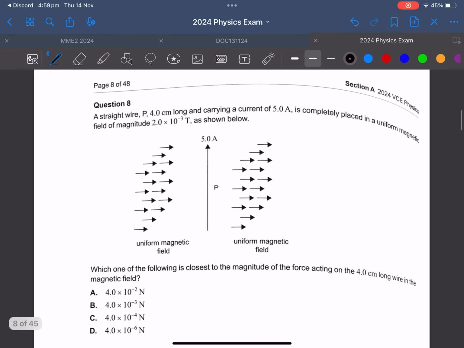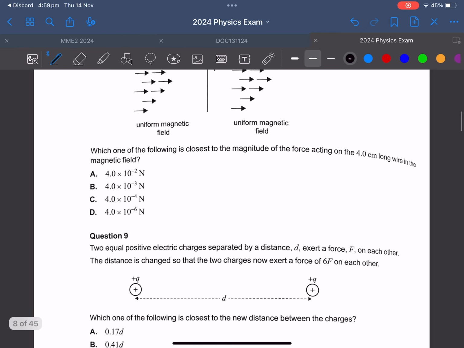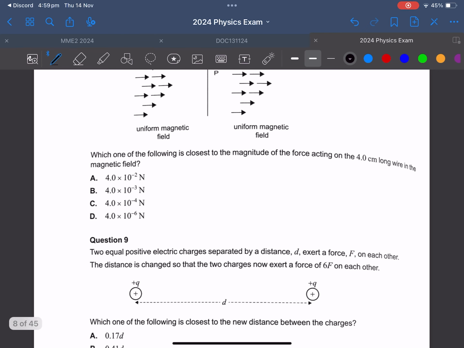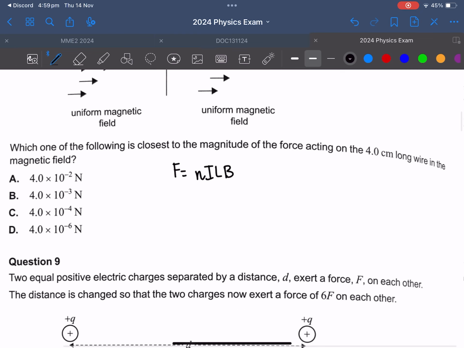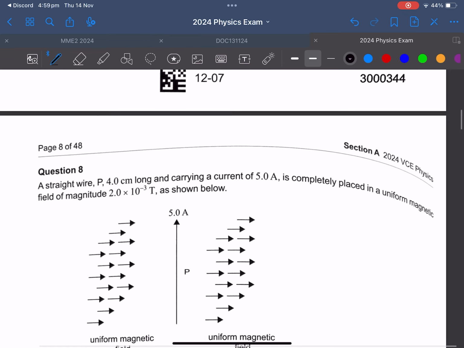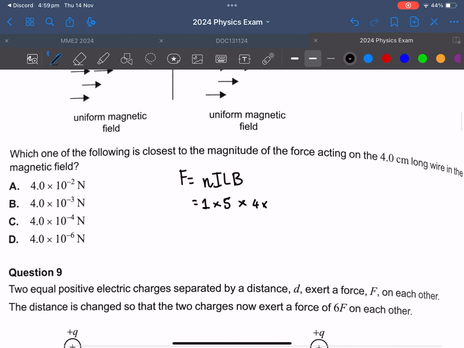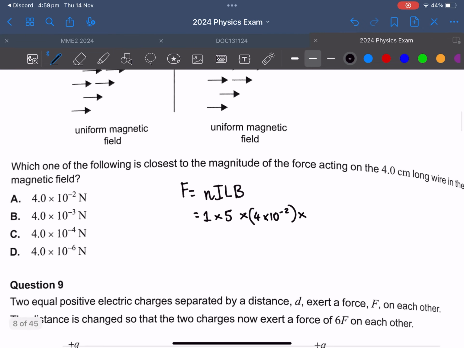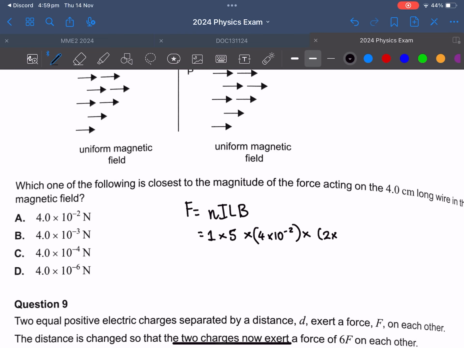Okay, a straight wire P, 4 centimeters long and carrying a current of this, is completely placed in a uniform magnetic field of this magnitude. Which of the following is the closest to the magnitude of the force acting on the 4 centimeter long wire in the magnetic field? Okay, so for this, we can just use the formula F equals N times I times L times B. So our N is going to be 1, times the current, which is 5 amperes, times the length, 4 centimeters, so 4 times 10 to the power of minus 2, and times the magnetic field, so just 2 times 10 to the power of minus 3.